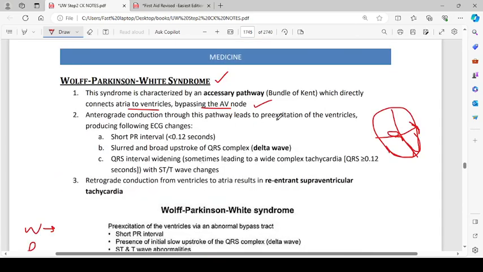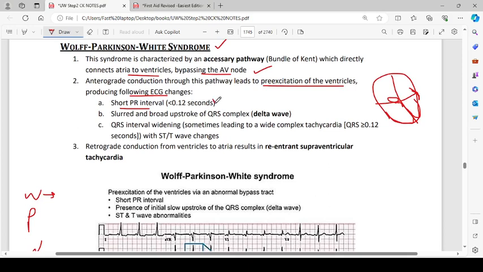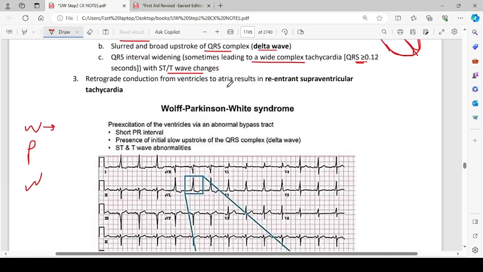Anterograde conduction through this pathway leads to pre-excitation of the ventricles, producing the following ECG changes. There will be a short PR interval of less than 0.12 seconds. Slurred and broad upstroke of the QRS complex, the delta wave. And QRS widening, sometimes leading to a wide complex tachycardia. QRS will be more than 0.12 seconds with ST or T wave changes. Retrograde conduction from the ventricles to the atria results in re-entrant supraventricular tachycardia.